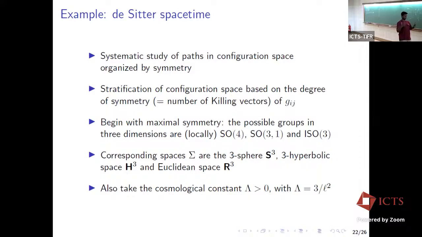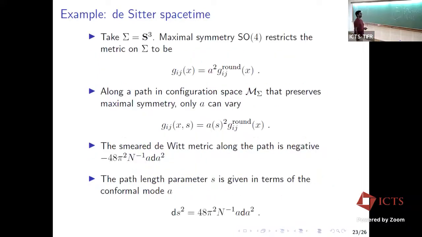As usual, we begin with the simplest situation, which is that of maximal symmetry in 3 dimensions. The possible groups, at least locally, without worrying about discrete quotients, are SO(4), SO(3,1), and the Euclidean Poincare group, which is ISO(3). The corresponding spaces sigma are the 3-sphere, the 3-dimensional hyperbolic space, and Euclidean space R3. We also choose the cosmological constant lambda to be positive and parameterize it in the standard way in terms of a length parameter. Now let's look at the realization of this formula here.